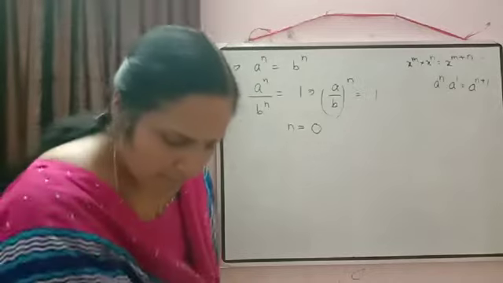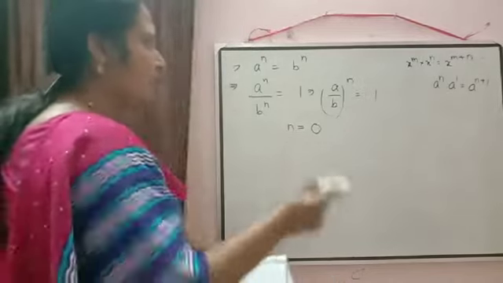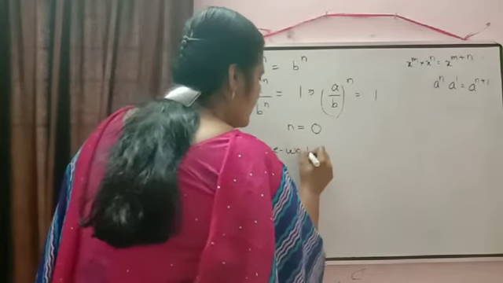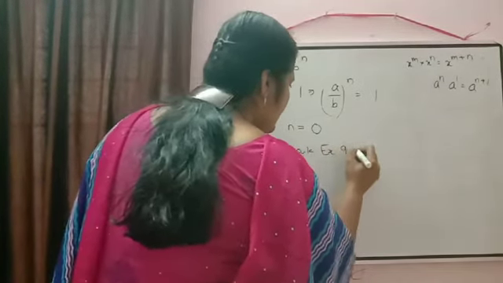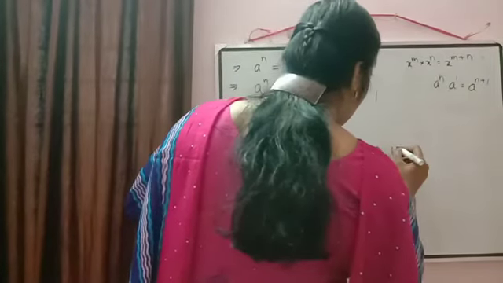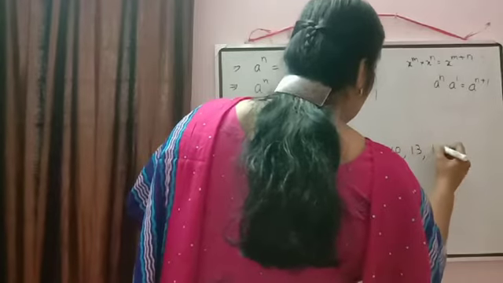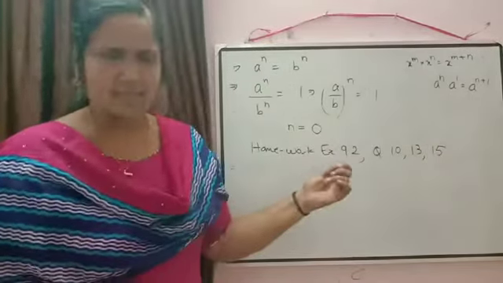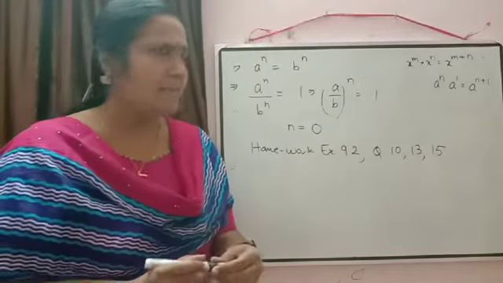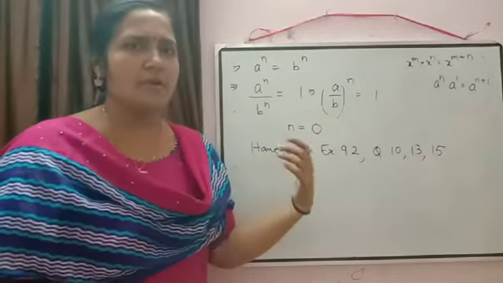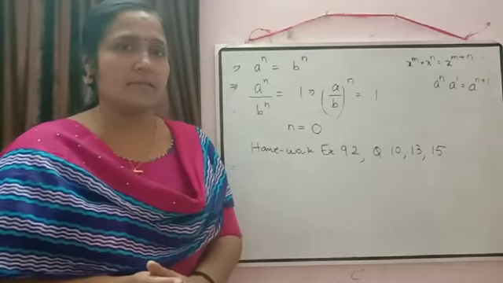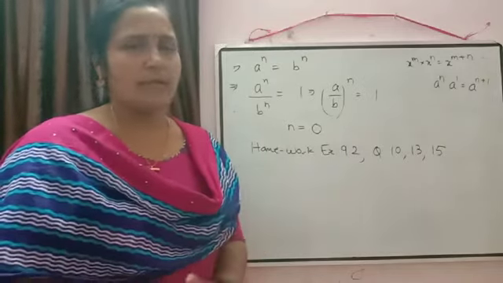Okay, so all of you note down your homework. Your homework exercise 9.2. In exercise 9.2 you have to do question number 10, 13 and 15. So do these questions. Just some questions only I marked there. One is of this type. So you can do the question, and please in case of any doubt you can ask. Okay. So just do it. Thank you.